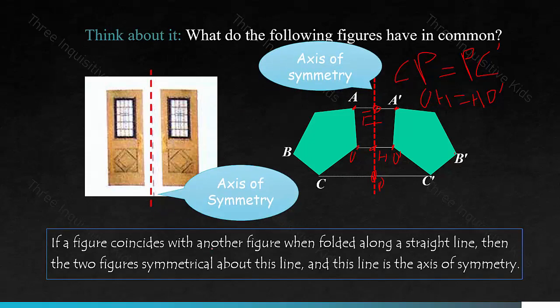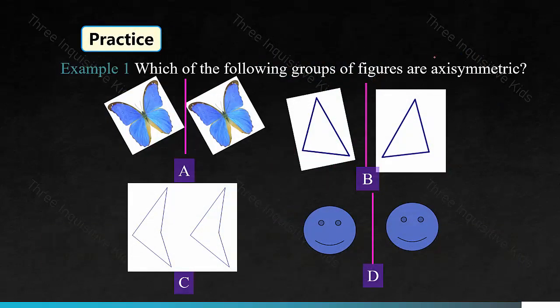If the figure coincides with another figure when folded along a straight line, then the two figures are symmetrical about this line, and this line is their axis of symmetry. Which of the following groups of figures are symmetric? So for this first one, we can see we have two identical butterfly drawings, but they are not symmetric because they aren't reflected across this line. For B, it's actually symmetric. This might be confusing for some of you viewers, and I don't blame you, but I think they are trying to show that this is symmetrical. C is not symmetric, and D is.